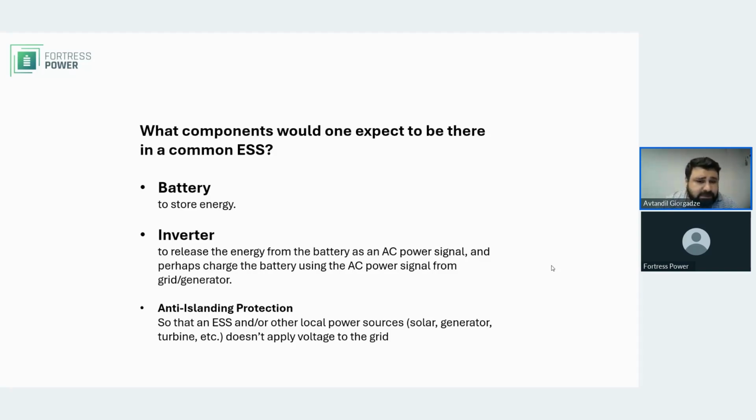Then we would expect to see an inverter because, as we know, AC signal really is not inherent to any chemical storage or chemical power generation system. Your PV arrays are based on chemistry, and they output DC electricity. Your batteries are based on chemistry; they output DC electricity.